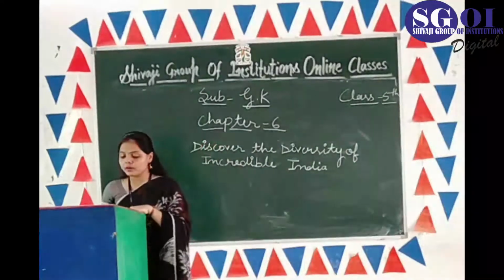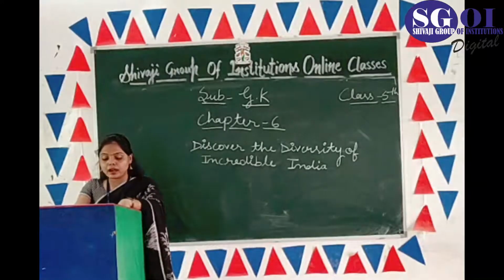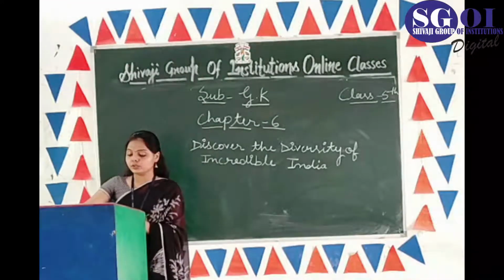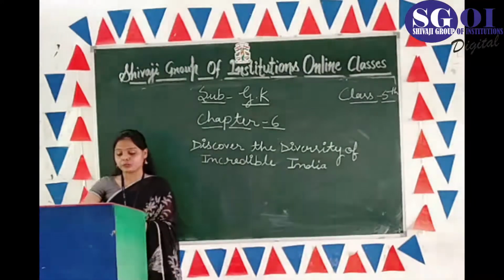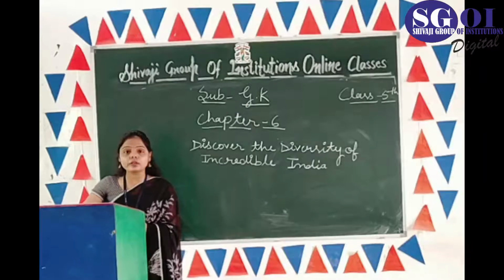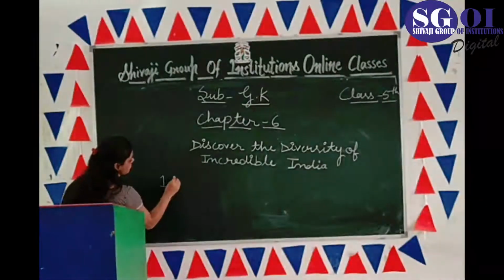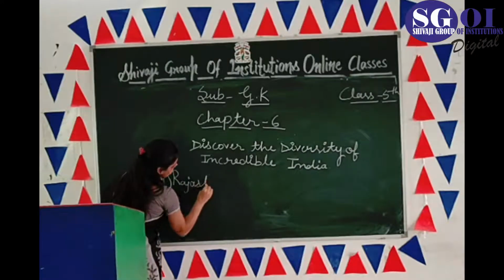Dance: Ghoomar, Bihu; food: Dal Baati Churma; art and craft: carpets, blue pottery; dresses: bagri, ghagra and choli. Where is this found? Rajasthan. Yes, the first answer is Rajasthan.